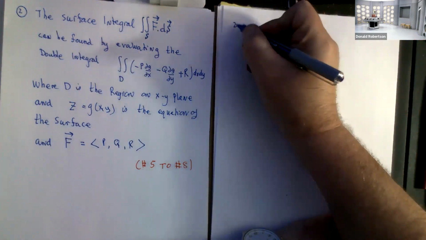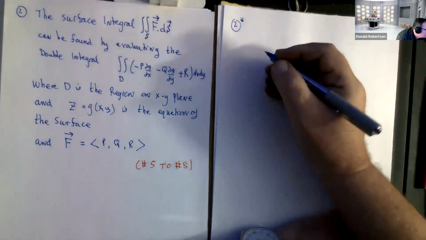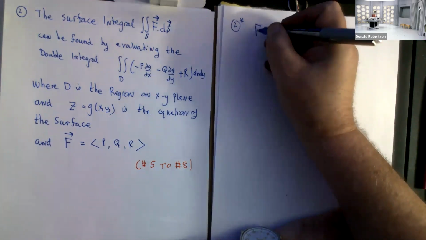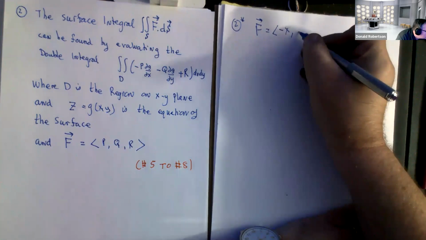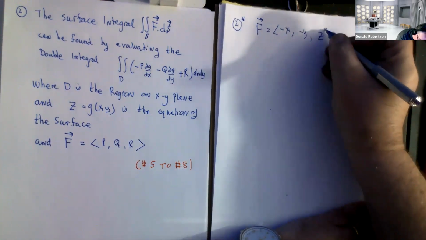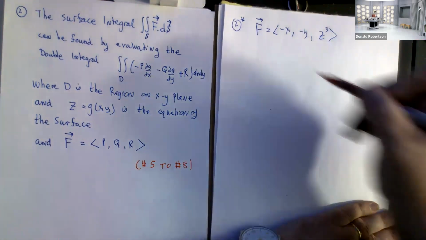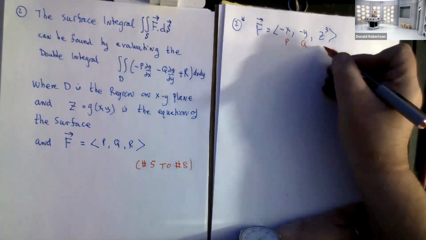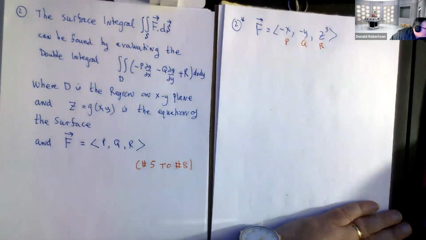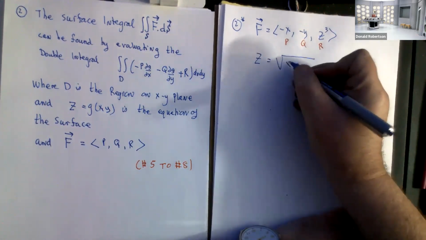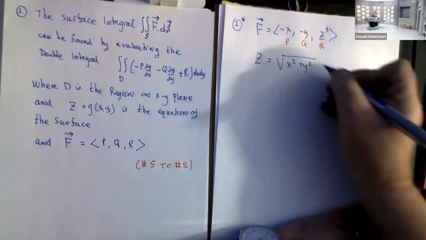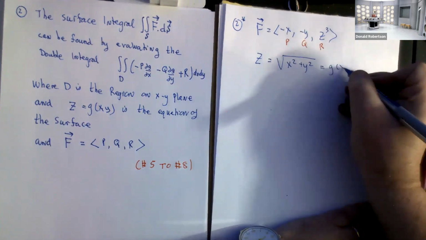Now, setting up 2. In the question, you're told negative x, negative y, z cubed. So there's your p, there's your q, there's your r. You're also told what the surface is. It's the square root of x squared plus y squared. So that's my g of x, y.